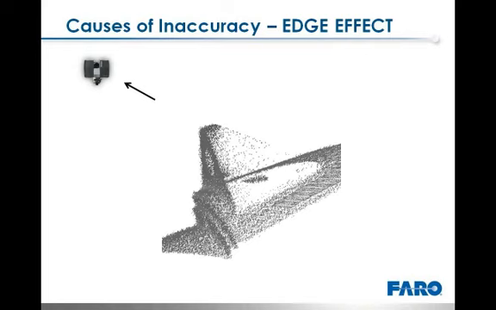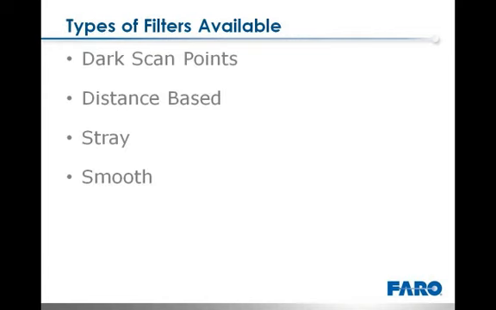Here's an example of what edge effect looks like pre-filtering. It's sometimes described as looking like snow blowing off a roof. Different types of filters do different things. Depending on the cause of error, you can sometimes achieve more precise measurement results by applying a correction, but sometimes you need to remove the point fully. The four kinds of filters are dark scan points, distance-based, stray, and smooth.